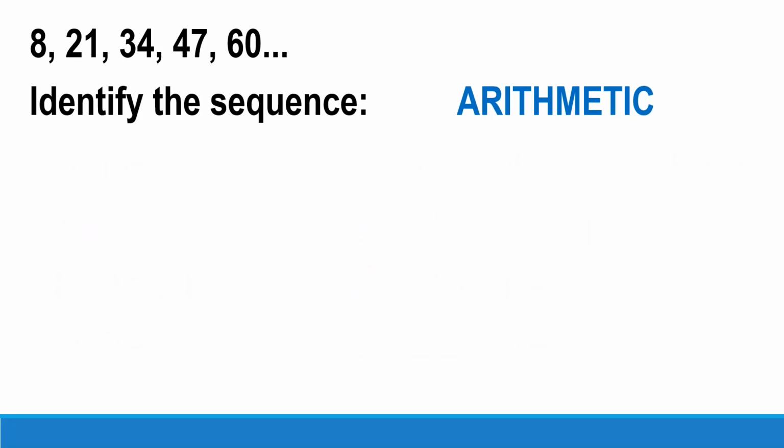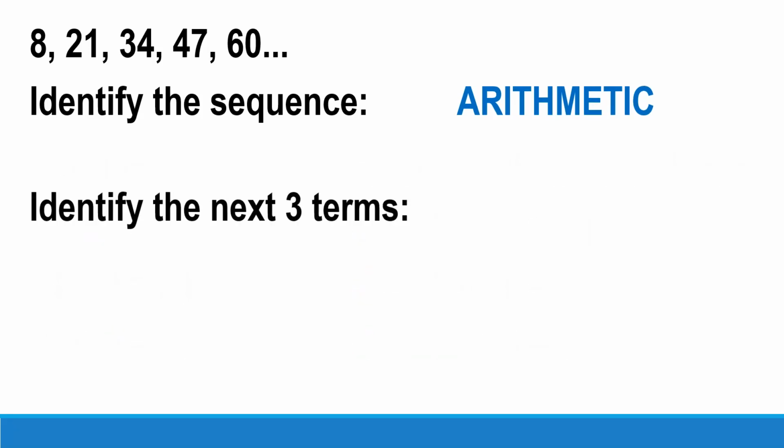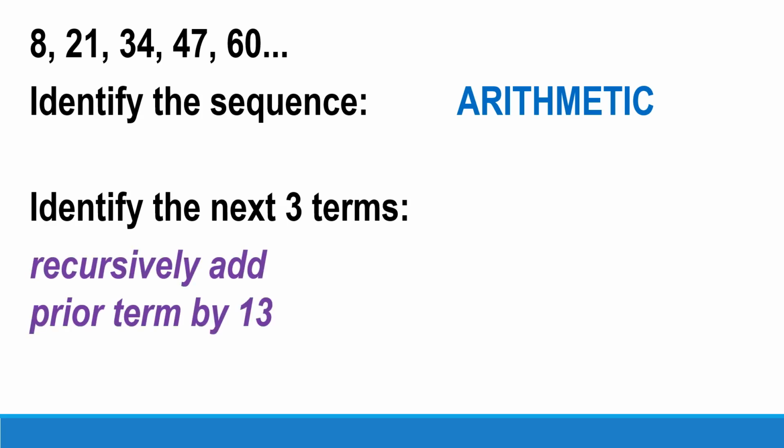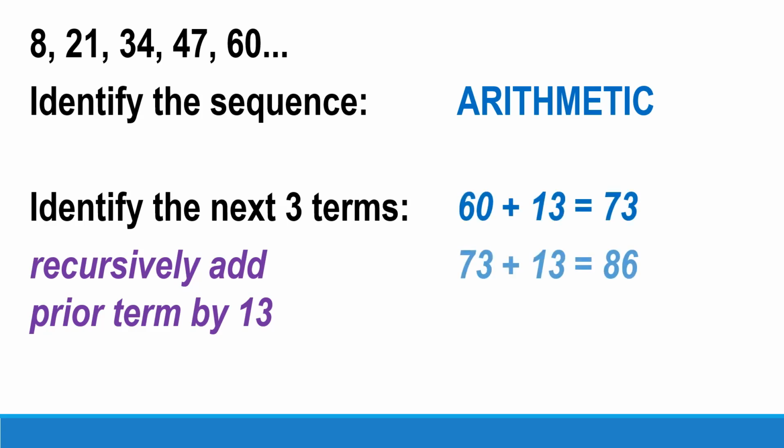After identifying the sequence as arithmetic, we can now establish the next three terms by adding 13 to the prior term. This is the recursive process. 60 plus 13 would give you 73. 73 plus 13 would give you 86. 86 plus 13 would give you 99. The next three terms: 73, 86, and 99.